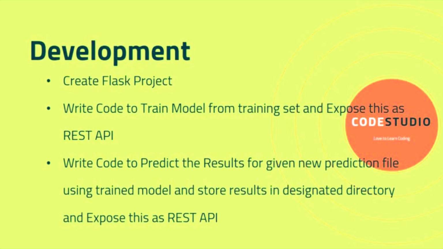Similarly, in the third step, we will write a few Python code files to predict the results for given new files using a trained model and store those results in a designated location. This also must be exposed as a REST API. So these are the high level steps we are going to perform. Now we will try to understand each one of these steps in depth.